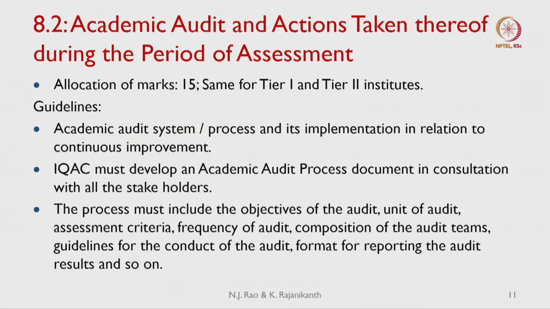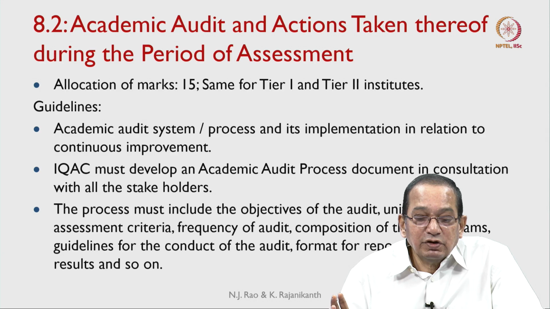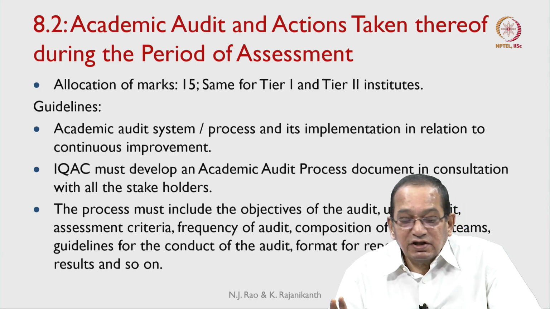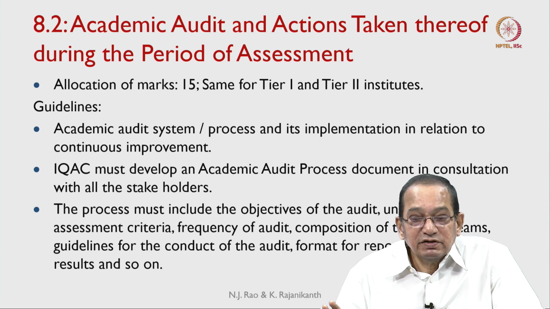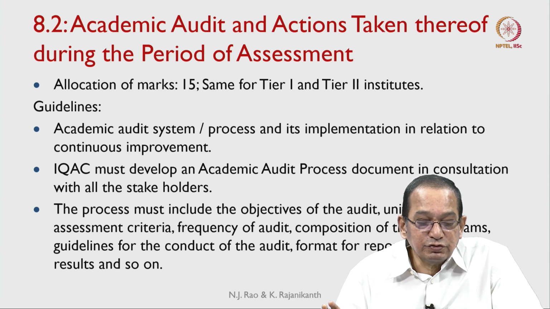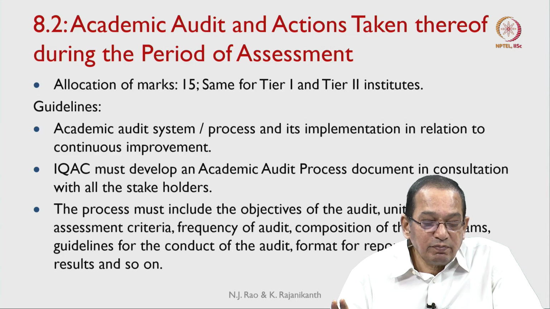Then the next important sub-criterion is academic audit and actions taken, that is, based on the academic audit, what kind of actions are taken. So, academic audit and actions taken thereof during the period of assessment. 15 marks are allocated, same for both Tier 1 and Tier 2 institutes. Academic audit of systems and process and its implementation in relation to continuous improvement.